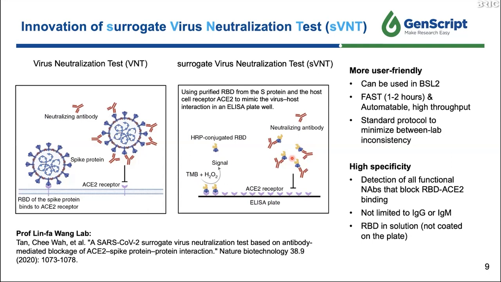So although the assay is much simpler and user-friendly, it still retains high specificity because the assay permits the detection of all functional neutralizing antibodies that block the RBD-ACE2 binding. Also, this assay is independent of the isotype, and you can detect all neutralizing antibody, which is not limited to certain isotypes such as IgG or IgM. And the RBD for this assay is present in the solution instead of coated on the plate. So this mimics the in vivo condition more closely.